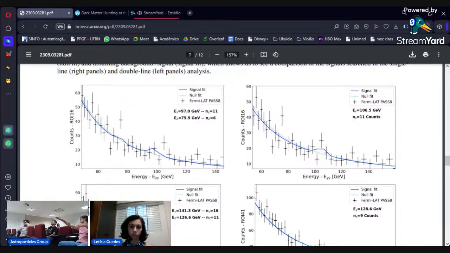Você está vendo ali, tem uma linha que deveria ser só retinha, só que tem um bumpzinho, tem dois, na verdade, e tem os excessos que a gente fala. E aí, como é que a gente vai explicar esse excesso naquele valor energético ali? Tem uma energia ali, para 2 fótons no estado final que a gente recebe aqui na Terra. Como a gente explica isso?